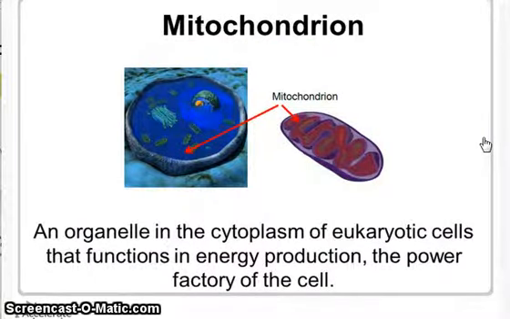Next we have mitochondrion. These are suspended in the cytoplasm. They are the, quote, powerhouses of the cell that release energy from the nutrients into the cell. An organelle in the cytoplasm of eukaryotic cells that functions in energy production, the power factor of the cell. I've always heard it called the powerhouse. And it kind of looks like a jelly bean with some squiggles on the inside. And they're just floating around in the cytoplasm.